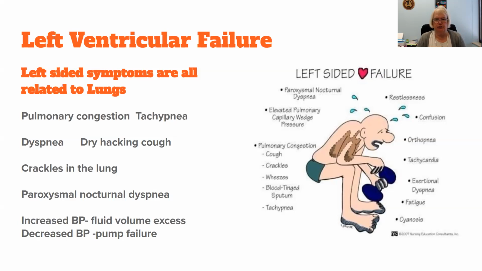paroxysmal nocturnal dyspnea, where they've been able to fall asleep, but then suddenly wake up short of breath. It's not because they've been exercising, they just suddenly wake up. That fluid from all the rest of the body has now come back to the trunk, and now they can't breathe because it's all in the one place. Again, increased BP is because of fluid volume excess. Decreased BP is because the pump is failing.